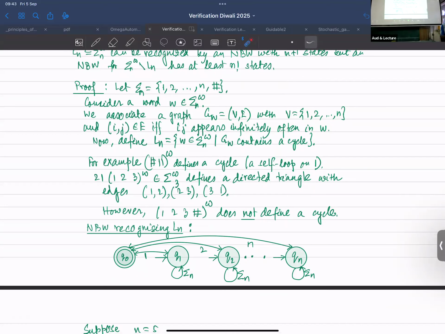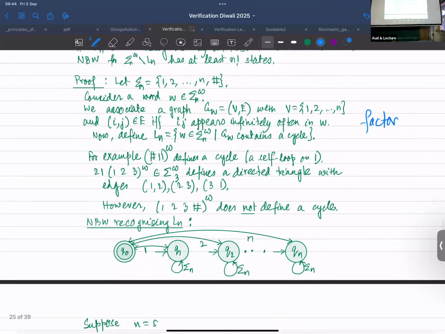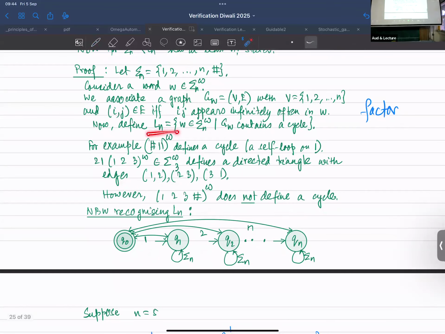In the automata community, people don't always use the word subword. By subword they sometimes also mean that it's not contiguous, not one after another. People also use the word factor to say that the letters are contiguous to each other.